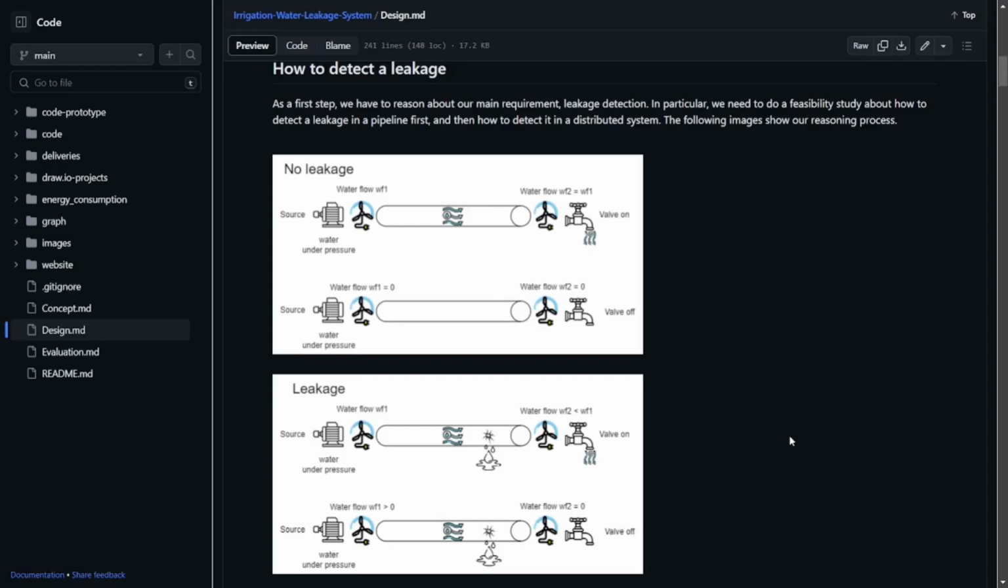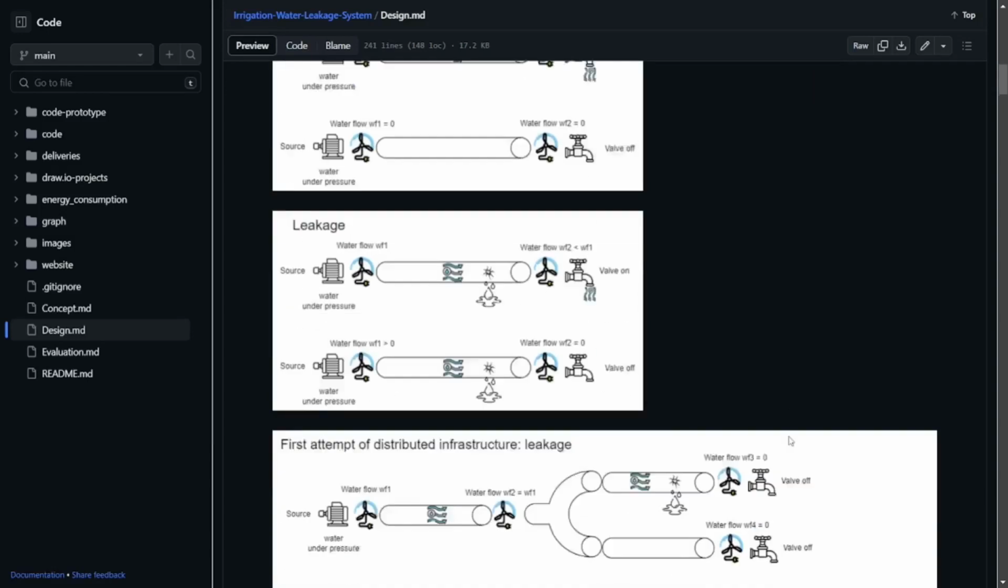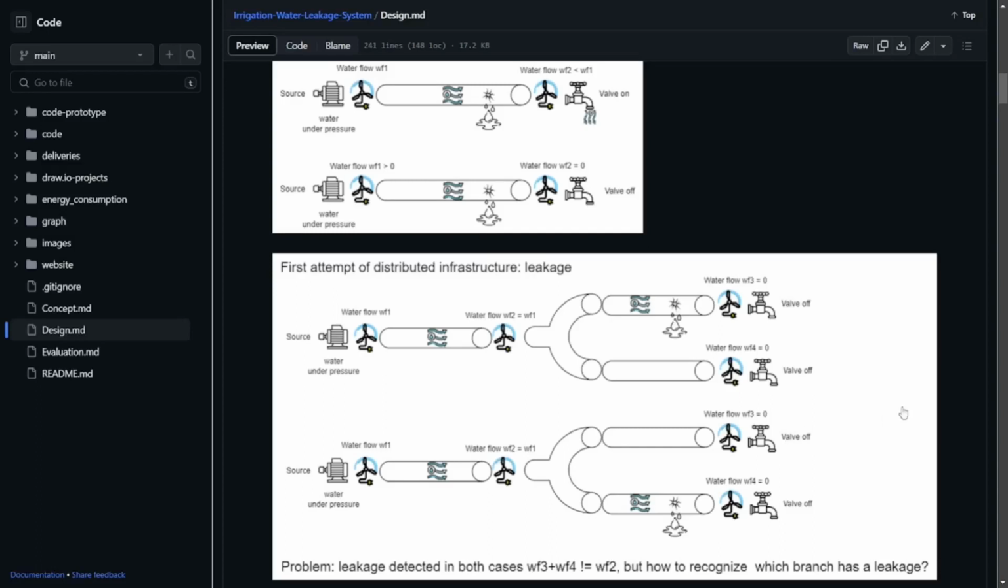In this part of the presentation video, we will focus on algorithms and software components. First of all, we are questioning how to detect a leakage. Our first try was leakage detection on a single pipe, the simplest. By putting the water flow sensor at the extremity of the pipe, we can compute the difference of water flow and check if there is a leakage. If a leakage occurs, we expect that the water flow at the end of the pipe is smaller than the water flow at the start.